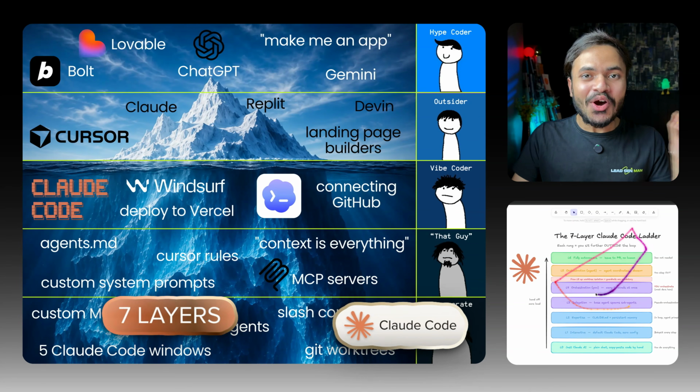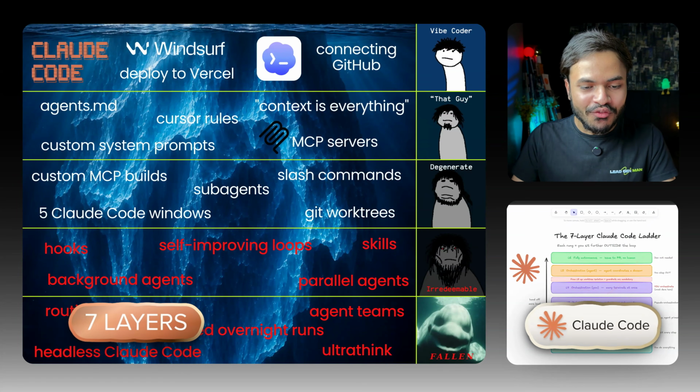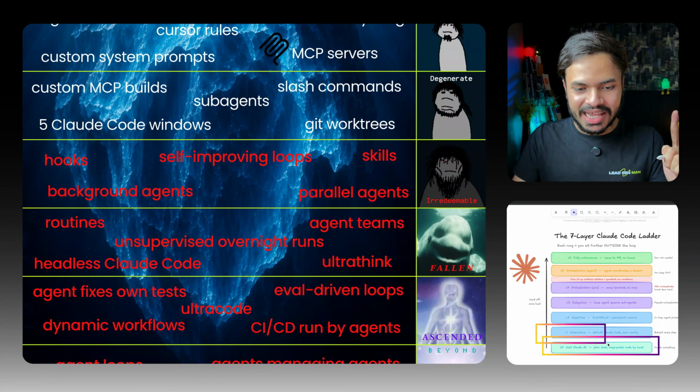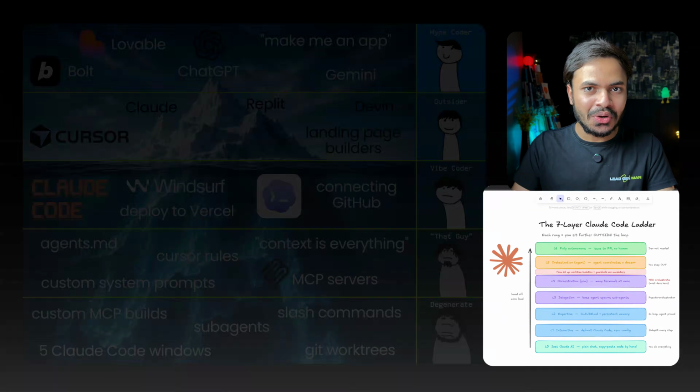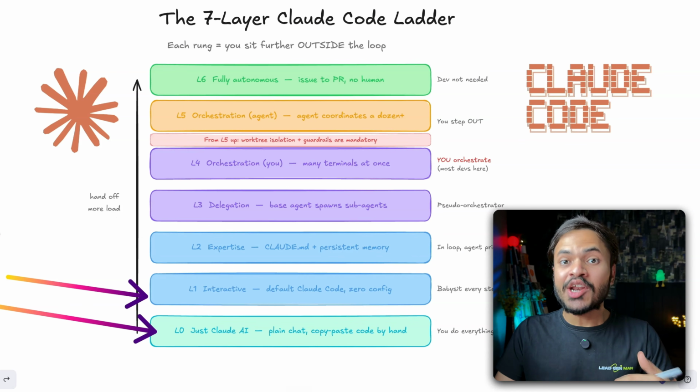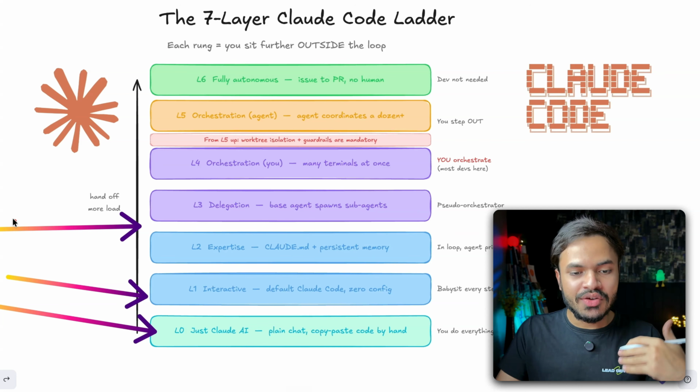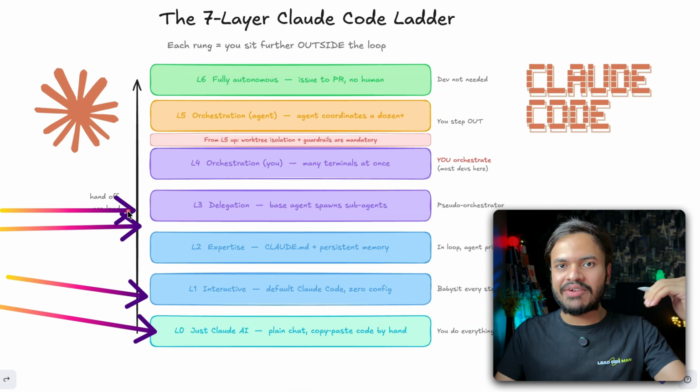There are 7 layers of Claude Code users, and 90% of users belong to level 1, maybe level 2, and only 5% are actually using the true potential of Claude Code. So let me break down each and every single layer with live examples so that you understand which layer you belong to and how you can level up the ladder.